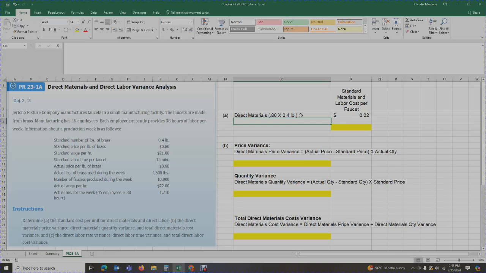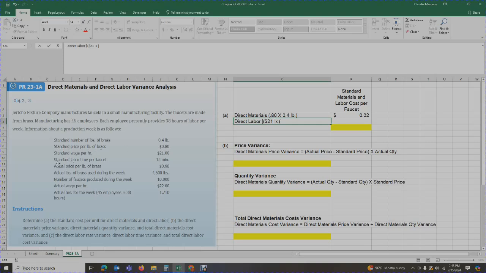Okay, that's the materials. Now we're going to do direct labor. For the labor, we estimate that we're going to pay our employees $21 an hour. Remember, we are calculating standard. Standard is our estimate. So we are estimating we're going to pay $21 an hour, per employee. And then we're going to multiply that.